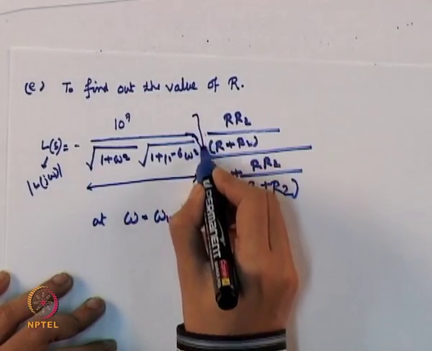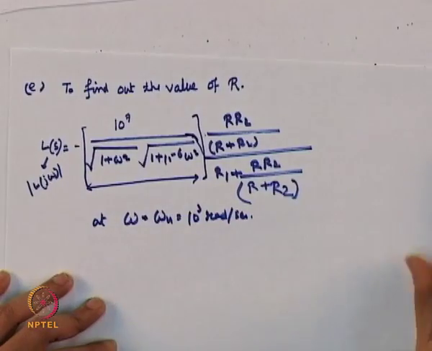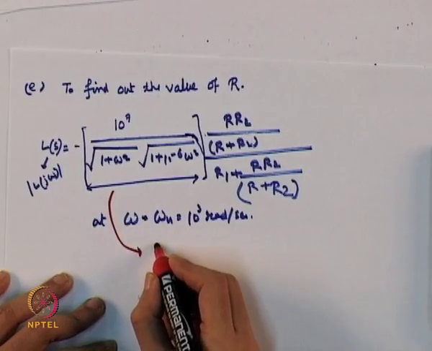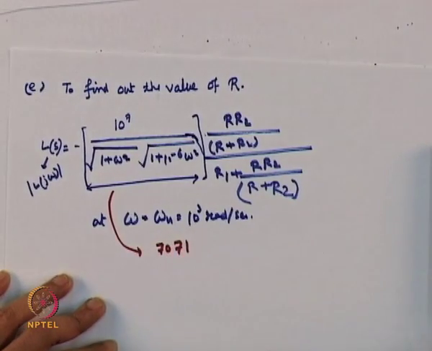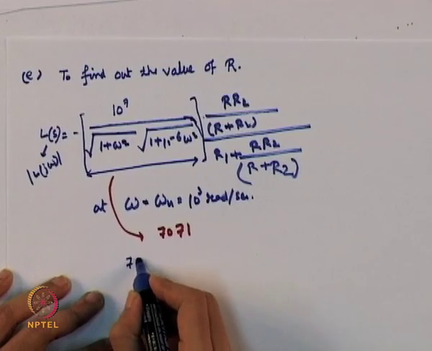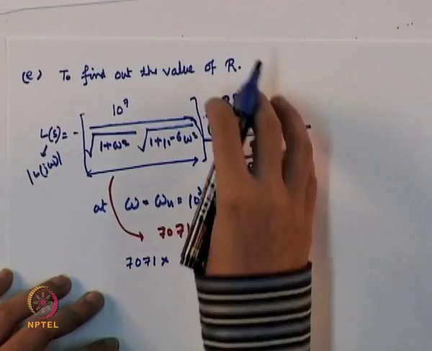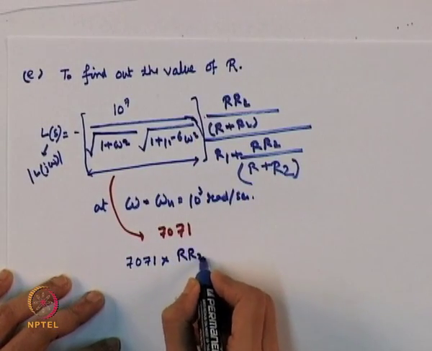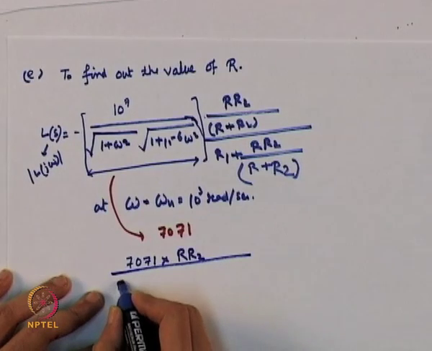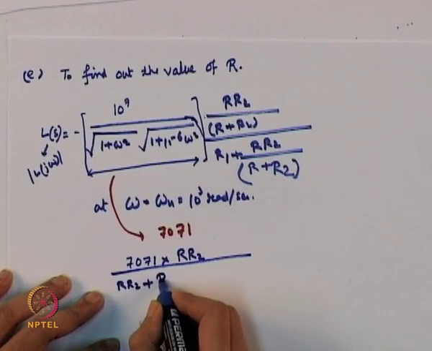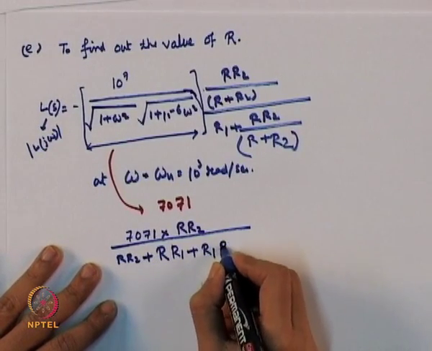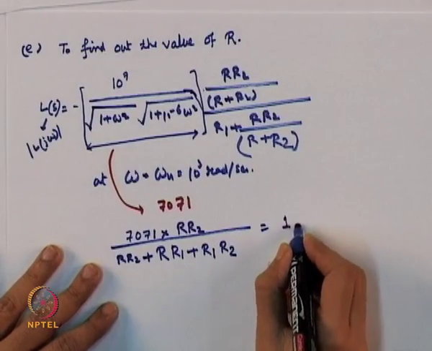So, at omega equal to omega u, 10 cube rad per second, if we calculate this part, this value is going to come 7071 after putting it in. So, 7071 into this portion, if you simplify it, it will come R2 divided by R2 plus R1 plus R1 R2, this will be equal to your 1.